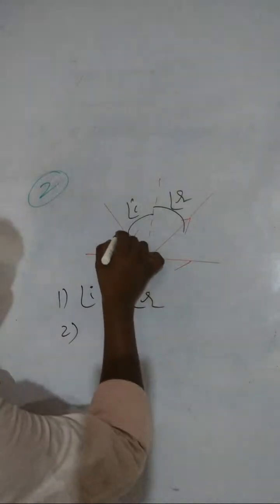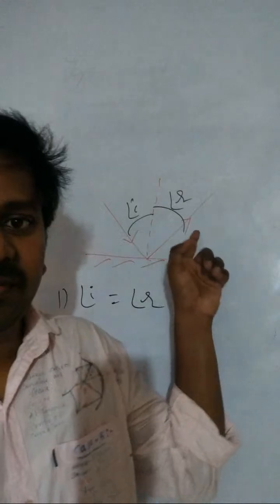Second law: the incident ray, reflected ray, and normal line lie on the same plane. So these are the two laws of reflection.